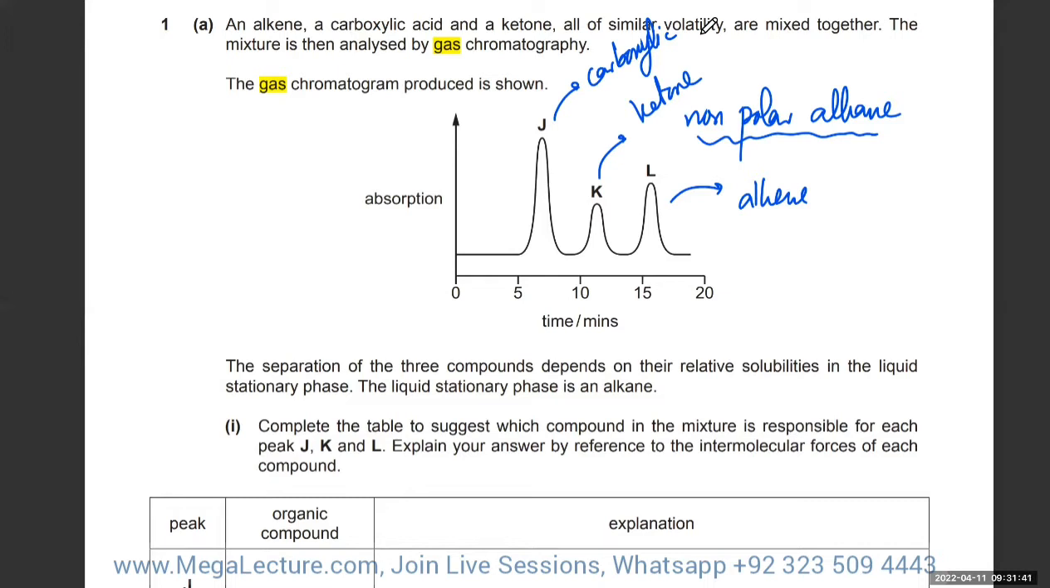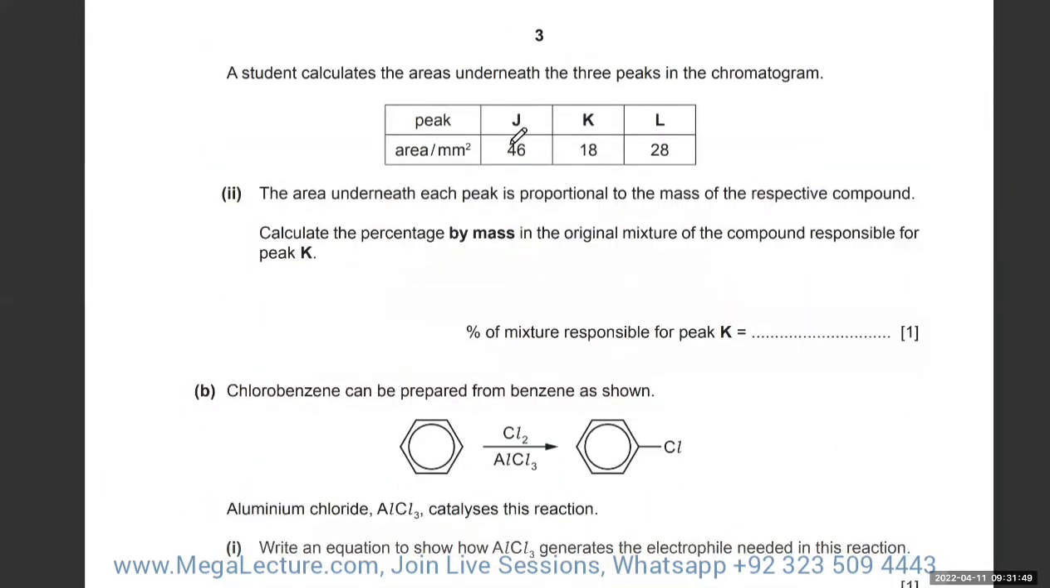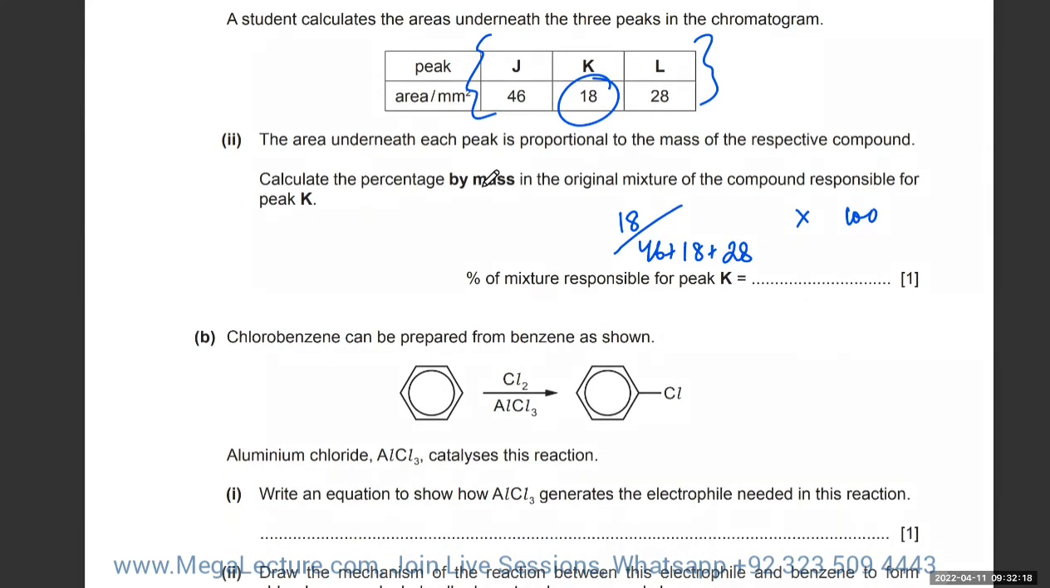Oh yes. Okay, that's it. Check the explanation they gave, it's a 2 mark question. The area underneath each peak is proportional to the mass, and you just need to find the percentage of the ketone. So this is the total mixture. What is the percentage of the ketone? It's going to be 18 divided by the whole thing, which is 46 plus 18 plus 28, times 100. So you'll get the percentage. There's nothing else beyond this. Is this clear? Yes.